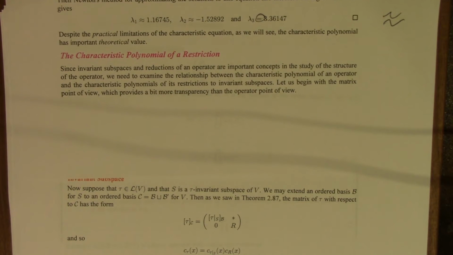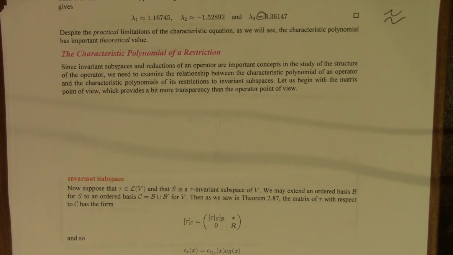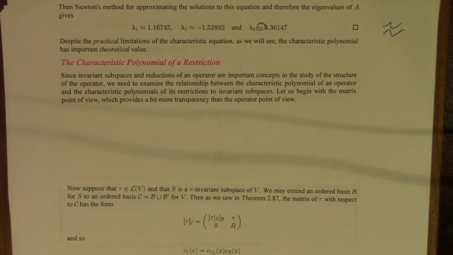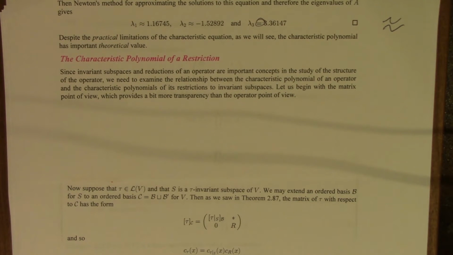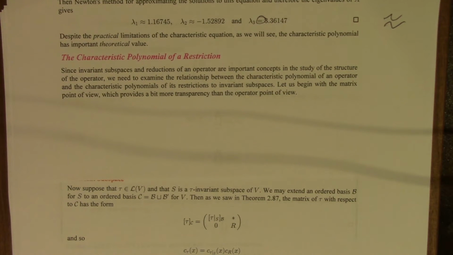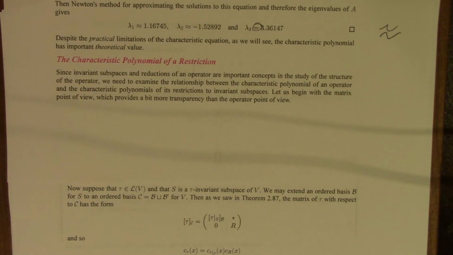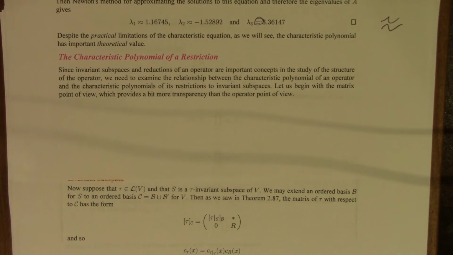Remember, if we have an invariant subspace, we can restrict the operator to that subspace, and that gives us a legitimate operator on the subspace. It will have a characteristic polynomial as well. What is the relationship between the characteristic polynomial of the restricted operator and the characteristic polynomial of the full operator, the unrestricted operator? That's the question.